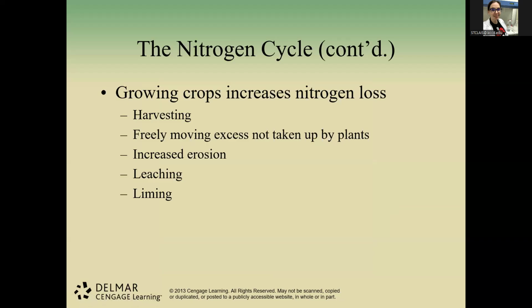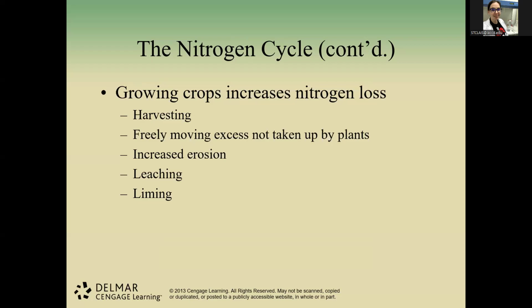Okay, so the growing of crops, farming itself, can increase nitrogen loss from the soil. You can think about harvesting, right? We're taking the nitrogen directly out of the soil when we harvest the crops. If you have like potatoes, we've been talking about potatoes. When potatoes are harvested, nitrogen can also be lost from the soil that way because it's a root crop. And of course, they try not to take too much soil out of the field, but some nitrogen can be lost. You can also have freely moving excess, like your runoff that's not taken up by plants, and that can be lost from the soil.